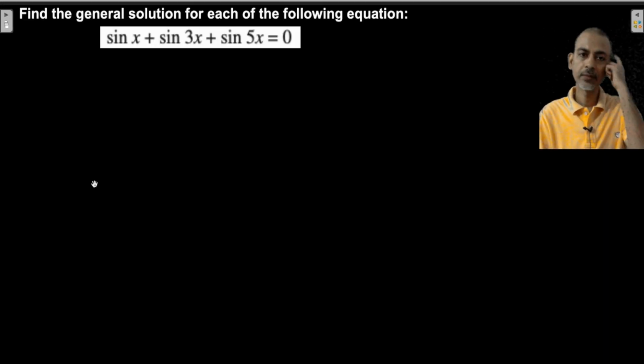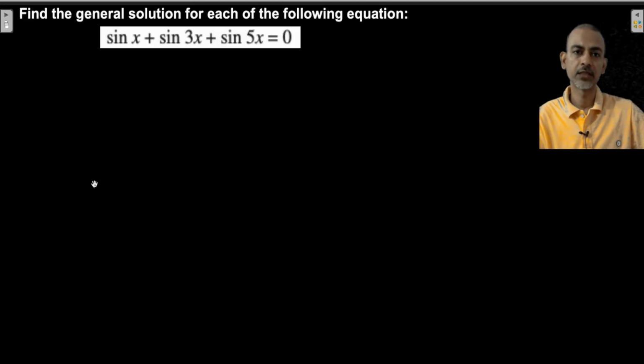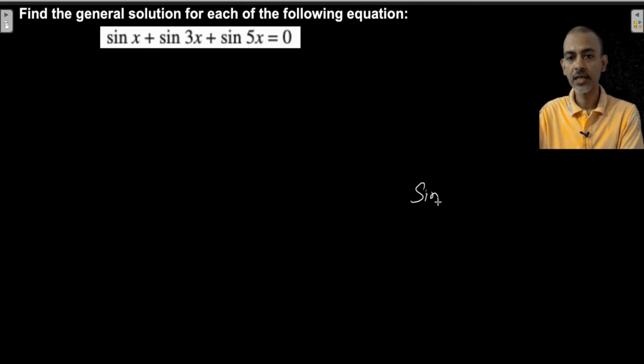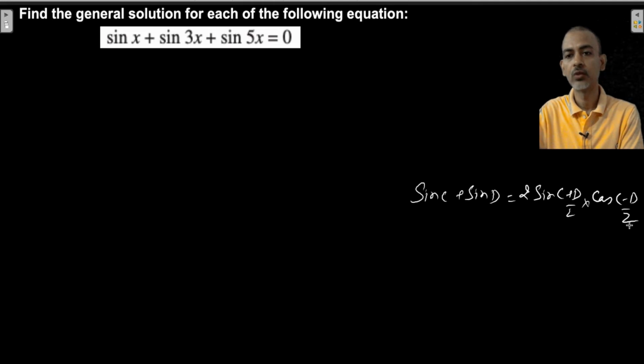My next problem has sin x plus sin 3x plus sin 5x equals 0. Looking at this, I realize that I may have to make use of the formula for sin c plus sin d, and if you don't know the formula, we'll just try to remember it. So sin c plus sin d would be 2 of sin of (c plus d) by 2 into cos of (c minus d) by 2, alright?